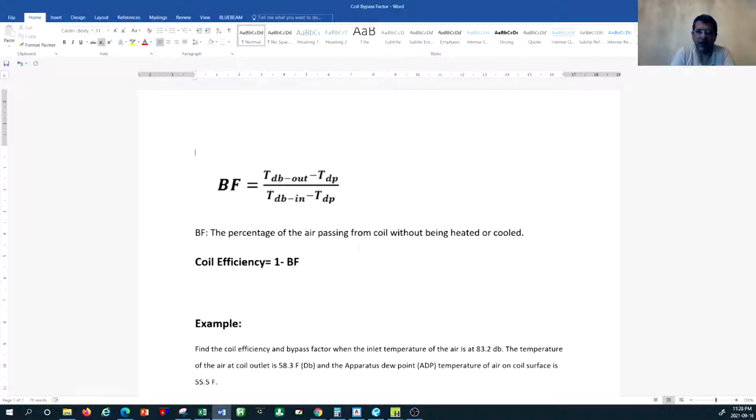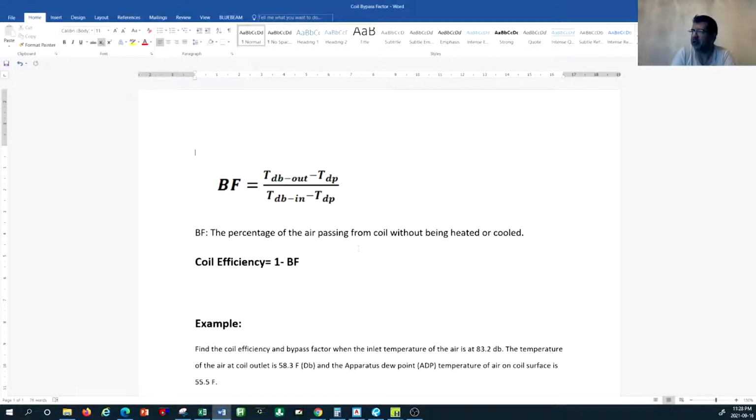On the coil surface, when the air enters, specifically in the cooling coils, what happens is that a portion of the air starts to condensate. And on the surface of the coil, where you have a mixture of the air and the water vapor, the temperature is the dew point temperature, meaning the dry bulb and wet bulb temperatures are equal on the surface of the coil, where you see the condensation happens. And that's the apparatus dew point temperature that we are referring to.